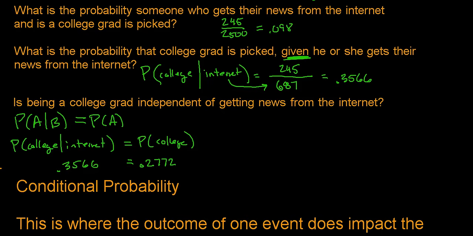Again, the denominator was getting your news from the internet. 687 people get their news from the internet. The numerator is both news from the internet and college grad, 245. Now, these two numbers are not equal, which means we are not independent.